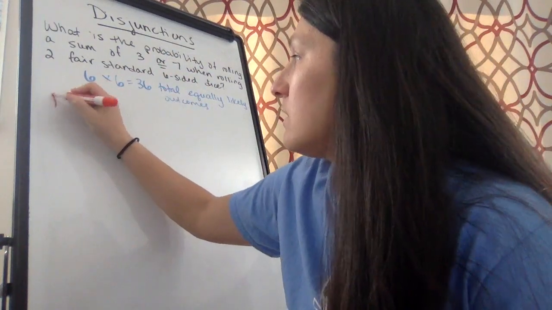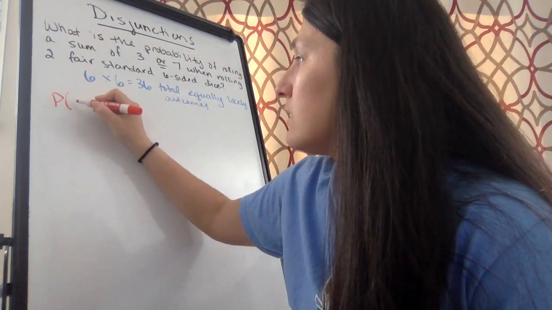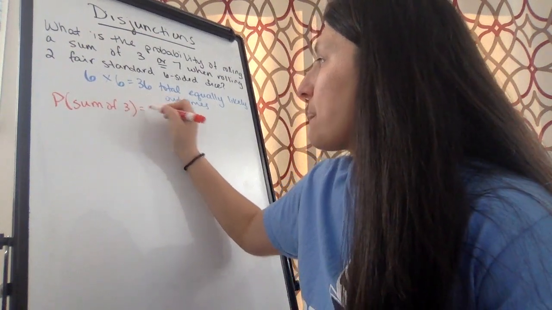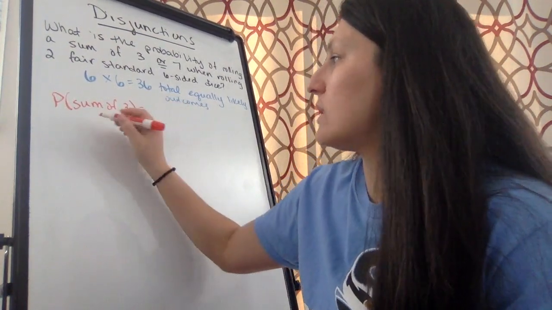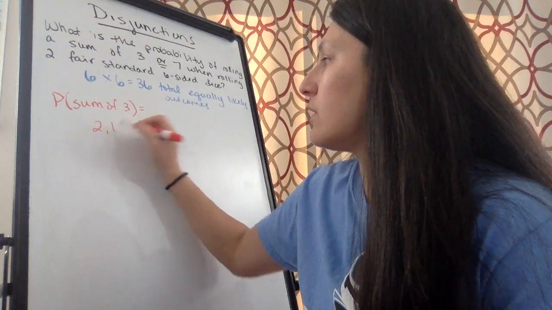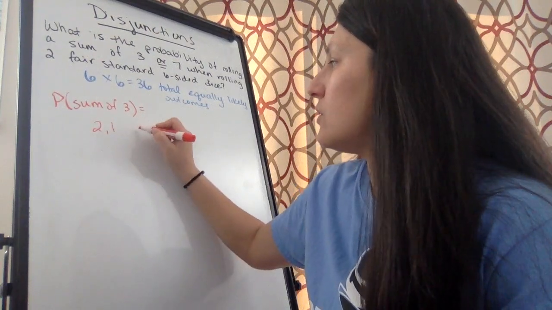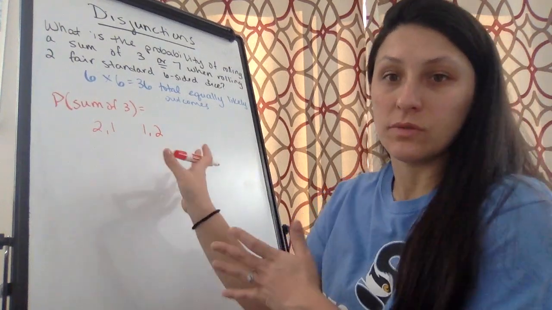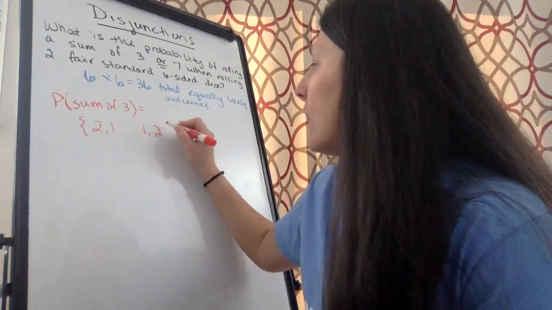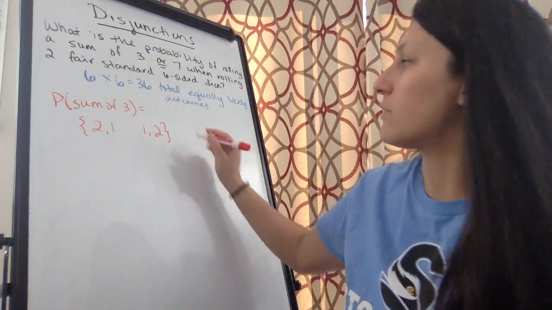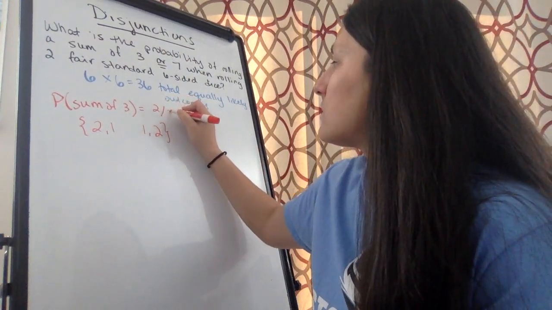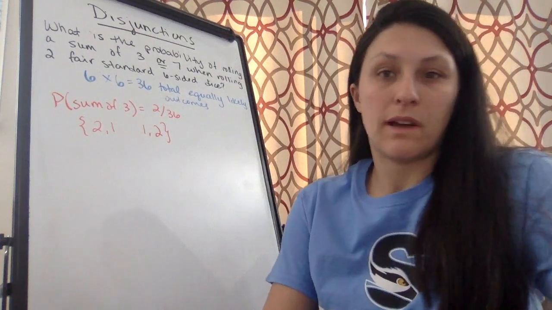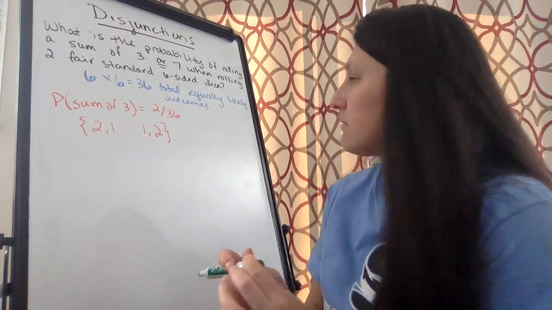What's the probability of rolling a sum of 3? Well, let's count how many different ways we can get a sum of 3. We can have the combination 2, 1, or we can have the combination 1, 2. So those are the two ways that we could get a sum of 3. So then the probability is 2 out of 36. And what about a sum of 7?